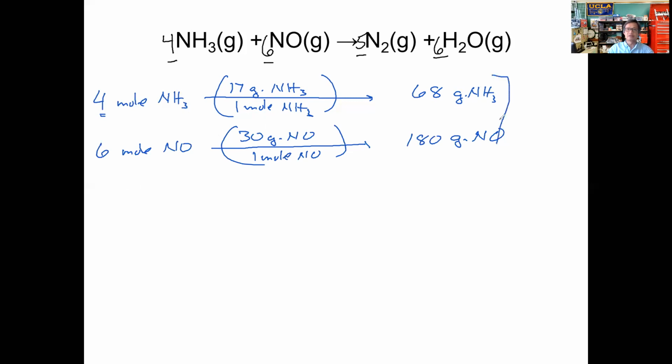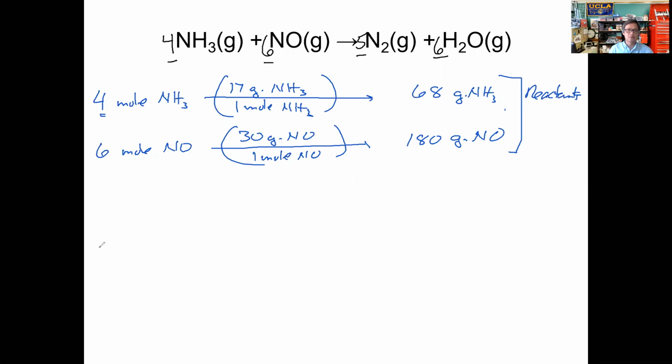So those are the masses of the reactants. These are the reactants here. Sorry, let me go ahead and erase that real quick. These are the reactants here. Let me go ahead and finish up. So these are the masses for the reactants. Let's go ahead and do the same thing for the products.